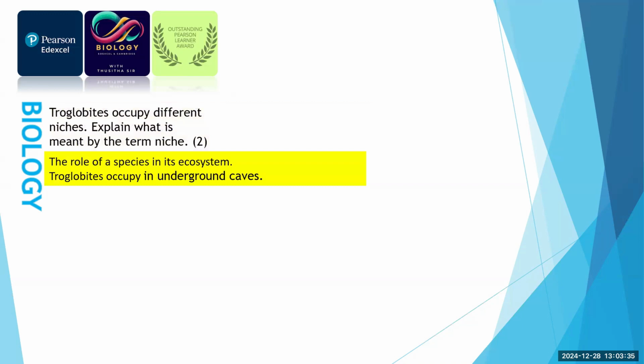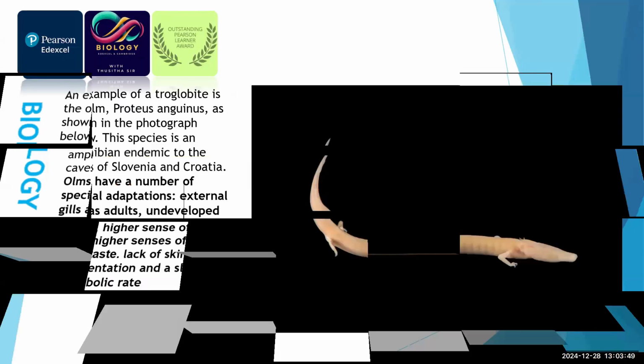Then, what is meant by niche? That is again a definition from the theory. For 2 marks, we can say: the role of a species in its ecosystem. For example, troglobites occupy the underground caves. So the 2 marks are distributed that way.